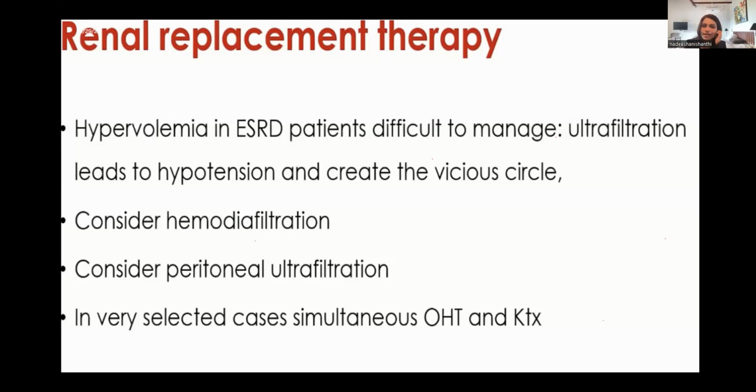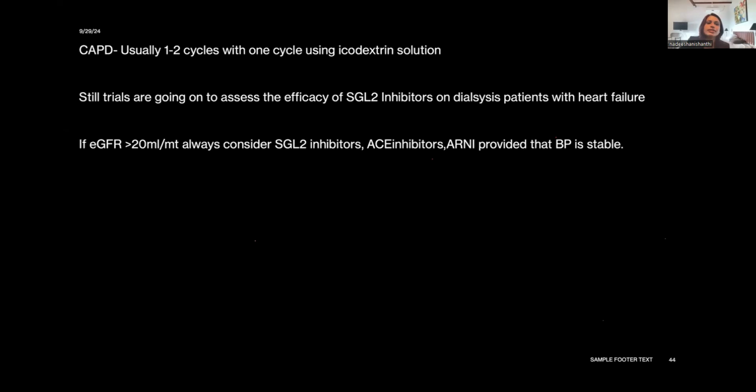So kidney transplantation, we need to combine with heart if they're having heart failure. When we use CAPD, we usually use one cycle with icodextrin. That is ideal. Trials are still going on whether we can use SGLT2 inhibitors, and whether the efficacy is okay in dialysis patients.